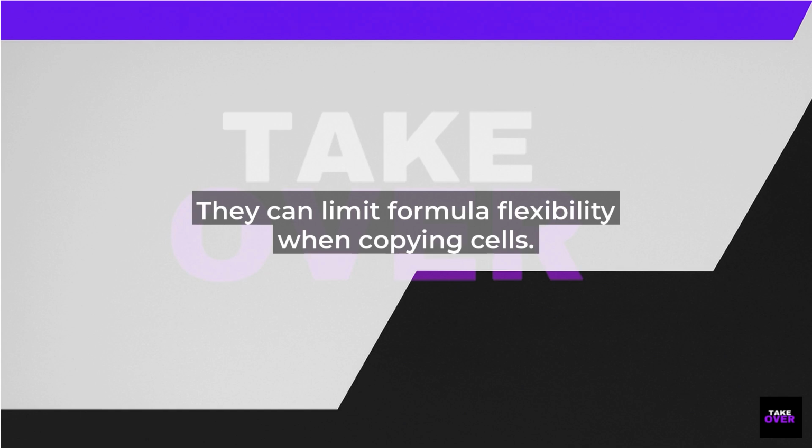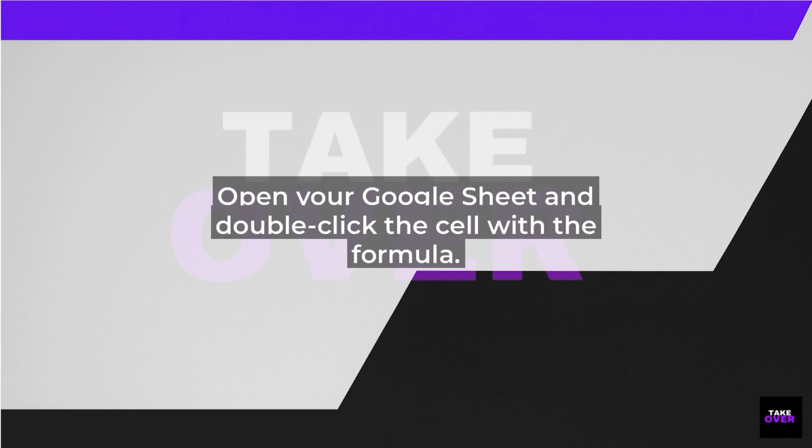First off, a quick refresher. In Google Sheets, the dollar sign turns a cell reference into an absolute reference. For example, $1 means that cell won't change when you copy the formula elsewhere. But sometimes, you want relative references for dynamic calculations. So, how do we remove it?